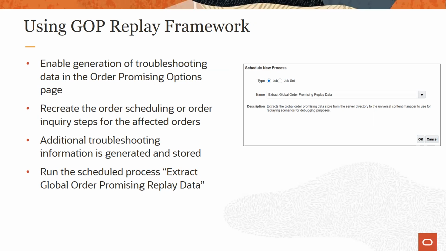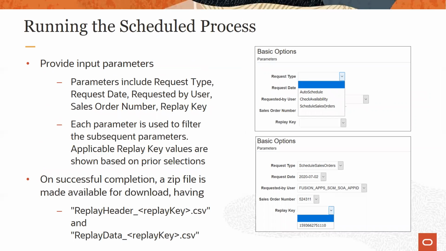Once the steps have been successfully executed, this additional troubleshooting information needs to be extracted. For that, the schedule process extract global order promising replay data can be used. Once this schedule process is invoked, certain parameters can be given, such as request type, request date, user, sales order number, and replay key. This is to correctly identify the troubleshooting information that has been logged, and for the GOP engine to extract the most relevant troubleshooting information.